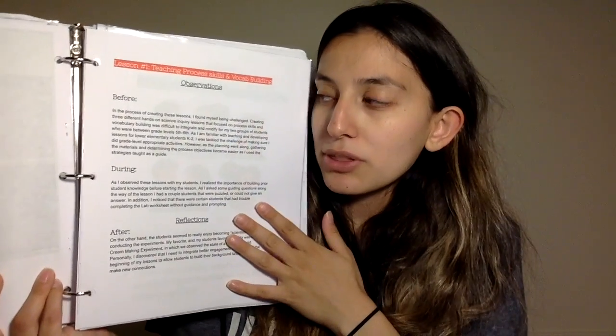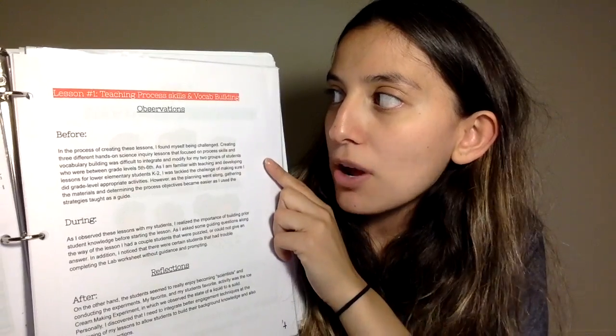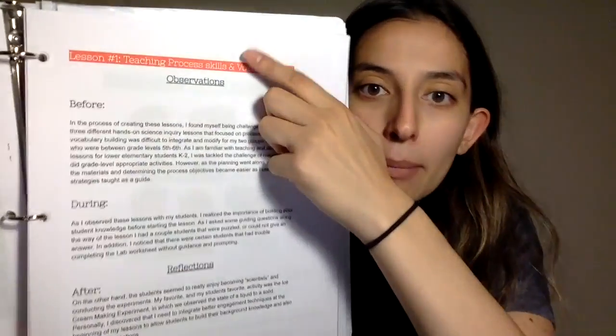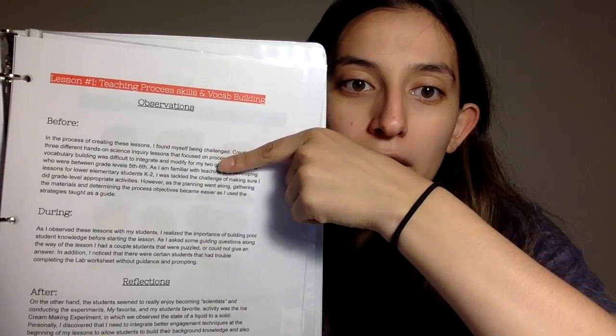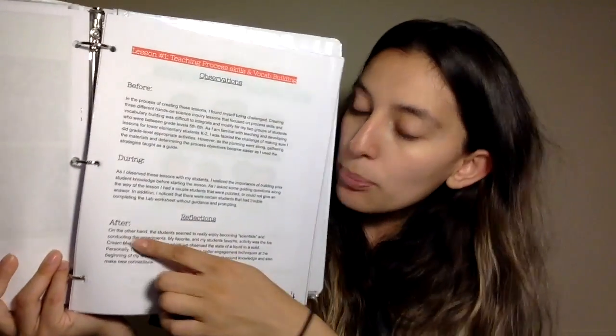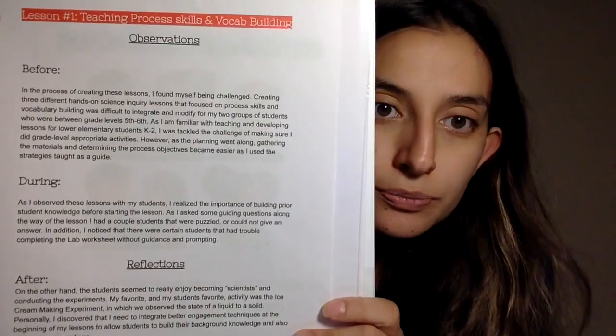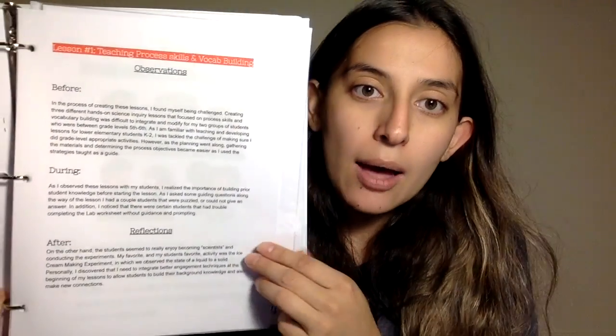Within this unit, Lesson 1, we did teaching process skills and vocab building. My observations are right here. I included what I observed before and what I observed during the lesson. For my reflection, that's what I put after. That is how my observations and reflection page looks.